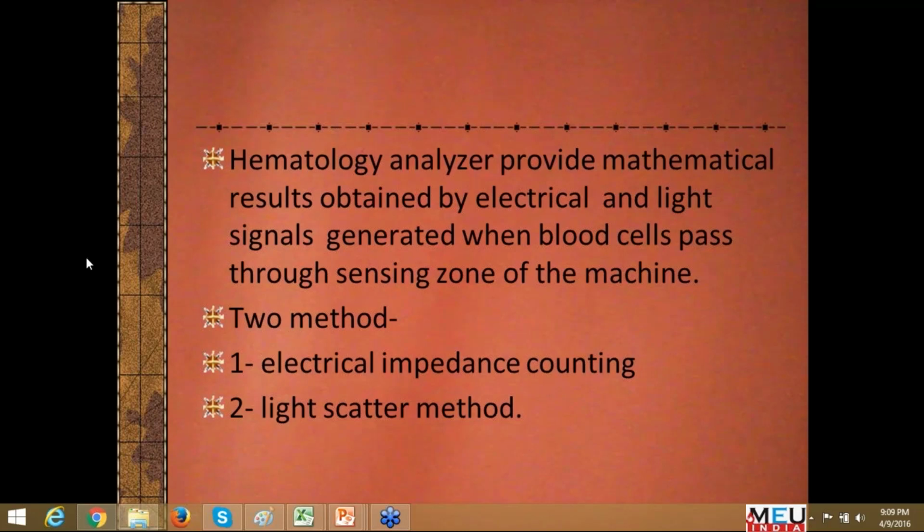A photovoltaic cell is there, which produces an electrical impulse.